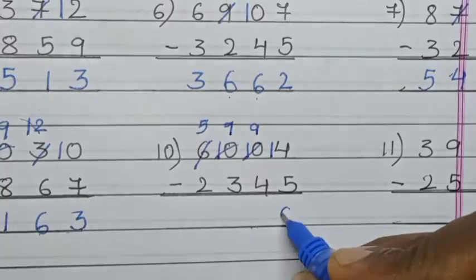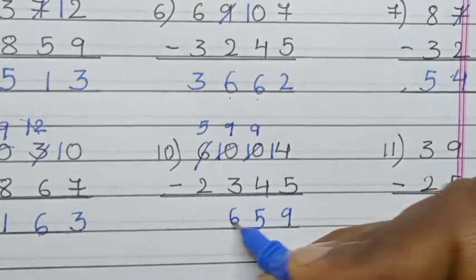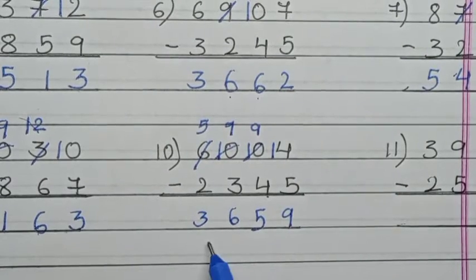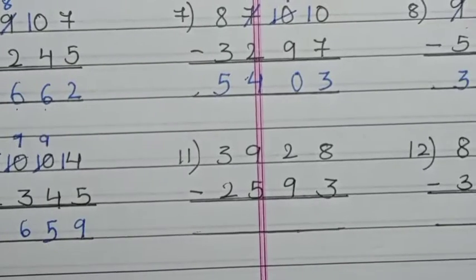14 minus 5 is 9. 9 minus 4 is 5. 9 minus 3 is 6. 5 minus 2 is 3. So the answer is 3659. Alright. So let's go to the next one.